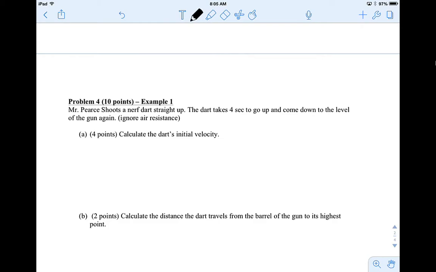Okay, guys. Now we're doing problem 4, example 1. So this is like the second page on the second day. So it says Mr. Pierce shoots a Nerf dart straight up. The dart takes 4 seconds to go up and down and come down to the level of the gun. Ignore air resistance. So when you get to this problem, it's going to be a really good idea to just go ahead and draw a picture, because it's going to be confusing if you don't draw a picture.